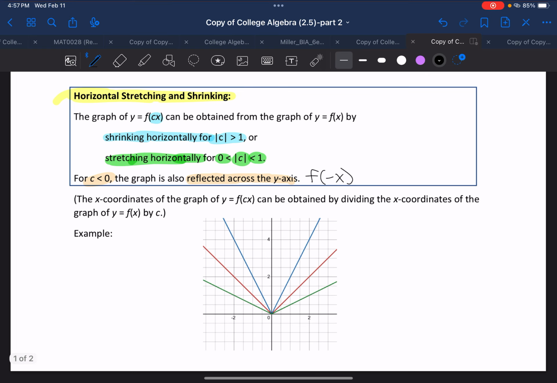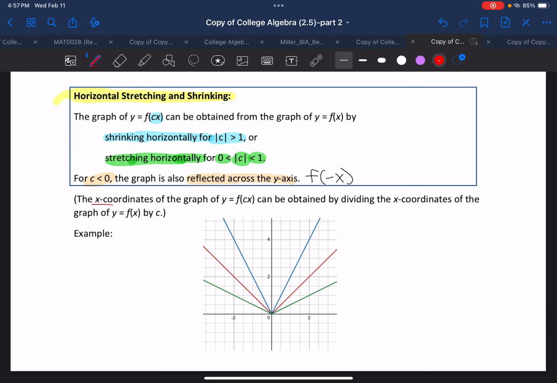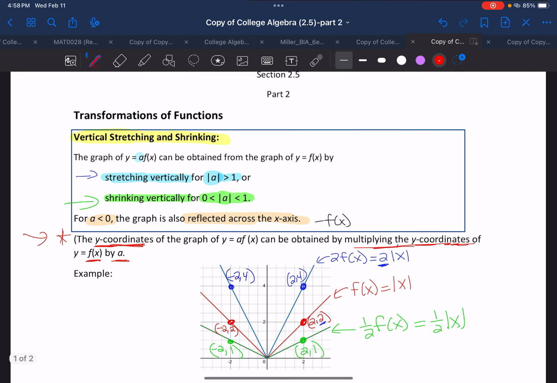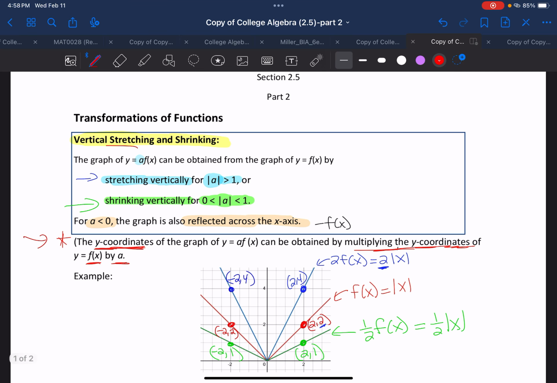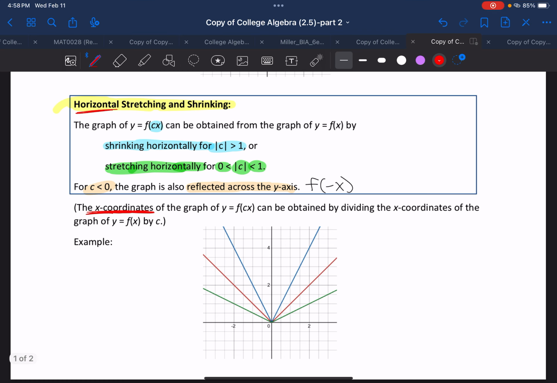Okay, so with this one, we can get the new points by taking the x-coordinates. So now we're only going to be changing the x-coordinates because this is a horizontal stretch. And the previous one was a vertical stretch, so we would be changing the y-coordinates. But now we're just changing the x-coordinates by dividing the x-coordinates of the base graph by a factor of c. So now we're dividing, not multiplying.